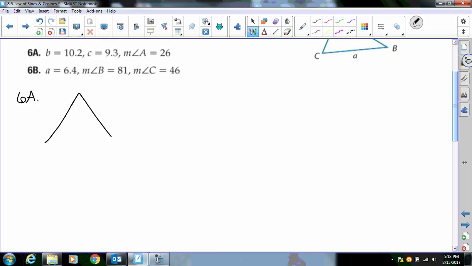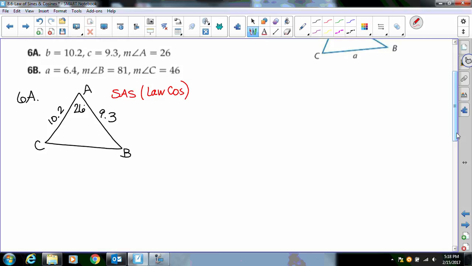And I'm going to draw the picture here like they have already. And this little a, little b, little c sits across from those same letter angles. Okay, so little b is 10.2. That would sit across from angle B. Little c is 9.3. That would sit across from angle C. And then the measure of angle A is 26. Okay, so on this one, they've given you side, angle, side. So if you have more sides than angles, remember that's the law of cosines.